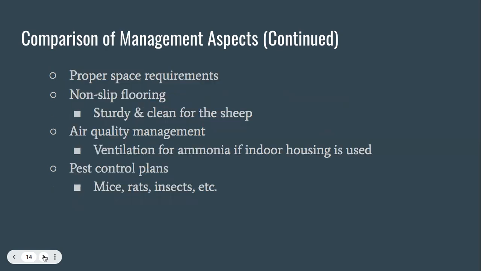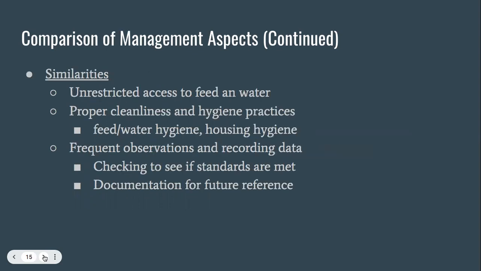And then there needs to be proper space requirements. So there needs to be enough space for the amount of sheep that you have. For flooring, it needs to be non-slip and it needs to be sturdy and clean for the sheep. Air quality management. So ventilation, if housed indoors, for ammonia, is very important. And pest control plans. Mice, rats, insects, etc., all need to be in check to make sure that they do not contaminate things such as feed, housing, and even spread diseases.